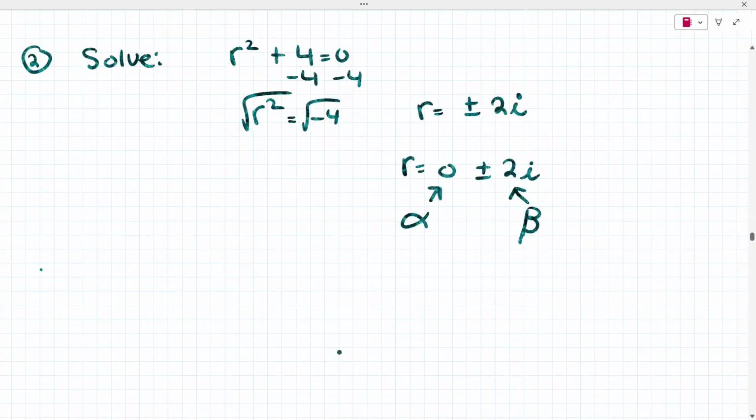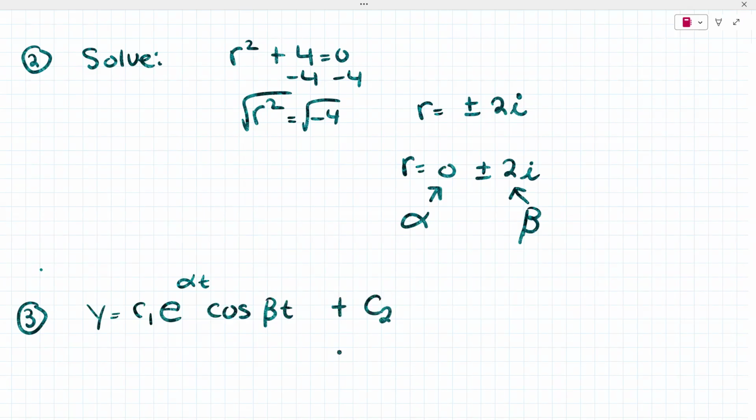Step 3. We're going to put it in the general form. So it's going to be y equals c1 e raised to the alpha t times cosine of beta t plus c2 e to the alpha t sine of beta t. Our alpha is 0 and our beta is 2, so let's put that in.